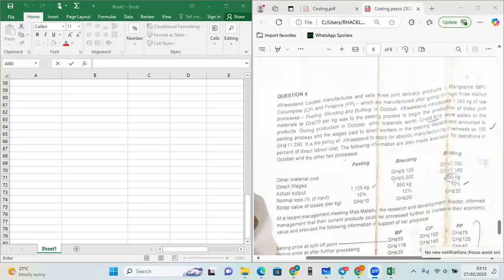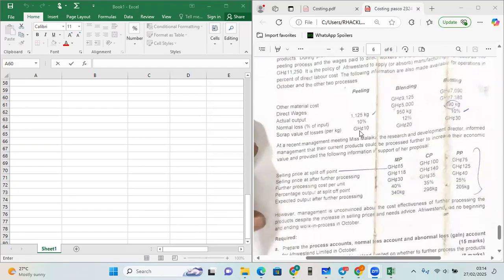For peeling, the actual output is 1,125, the normal loss is 10%, and the scrap value is 10. Blending: other materials 9,125, direct wages 5,000, actual output 950, normal loss 12%, and scrap value 20. Bottling: other materials 7,090, direct wages 7,380, actual output 890, normal loss 10%, and scrap value 30 Ghana cedi.